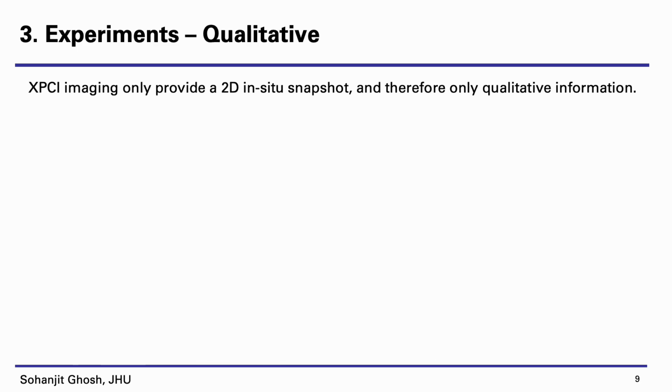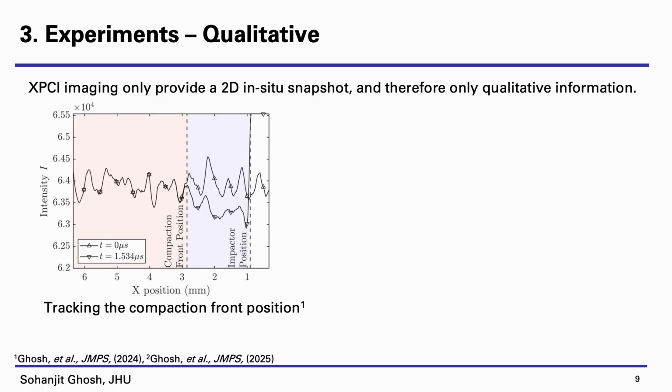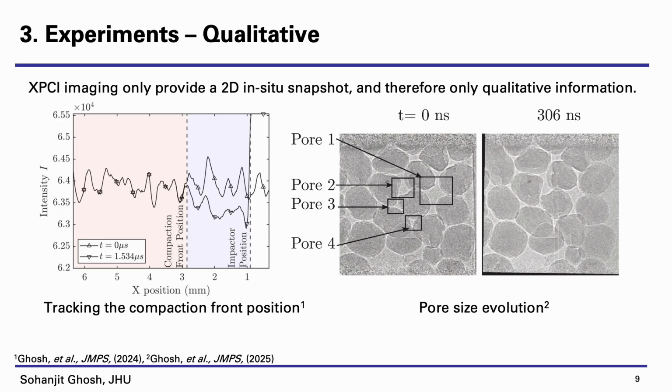XPCI imaging is very good to give us in situ information, but it gives us only a 2D snapshot in time, therefore very qualitative and limited information. But there are useful things that we can do with this. For example, we can track the progression of the compaction front. This is very important, and it is quantified very popularly for solid materials. It's called the shock Hugoniot, but we can do something very similar for granular materials. On the other hand, if you are interested in pore size evolution, we can actually see how the pore sizes are evolving with time as the compaction happens.